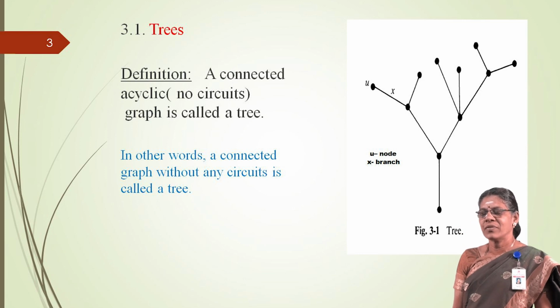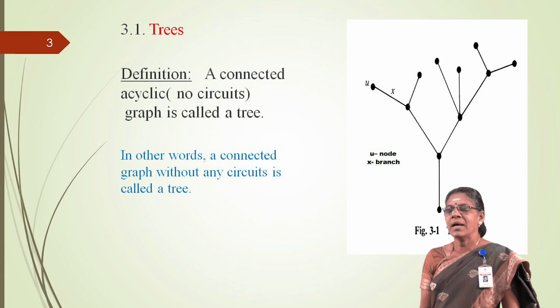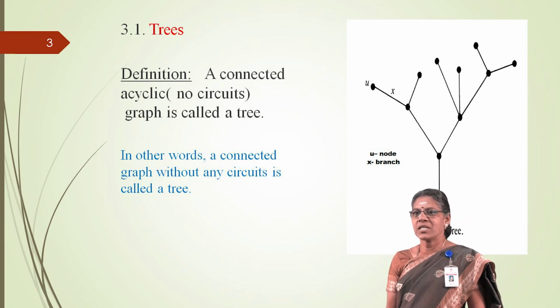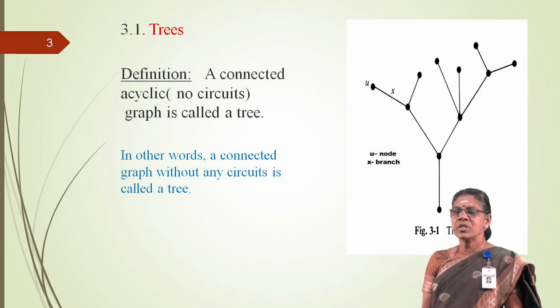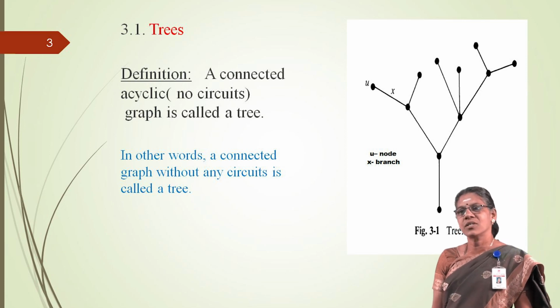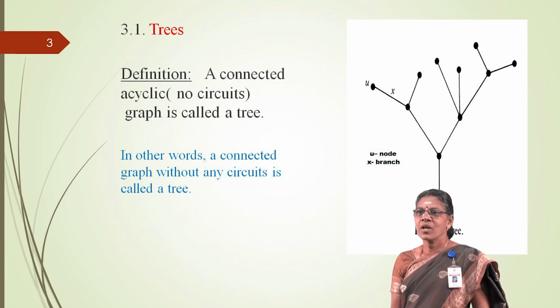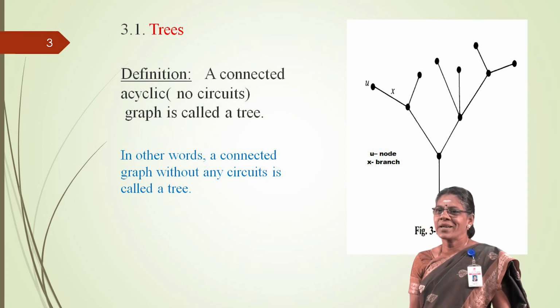So, see the graph, an example tree. Here we have a tree with nodes. Nodes means vertices, and edge means branches. U is denoted as a node, that is a vertex, and X is denoted by a branch. The edge is denoted by a branch. Okay, a tree looks like a tree.